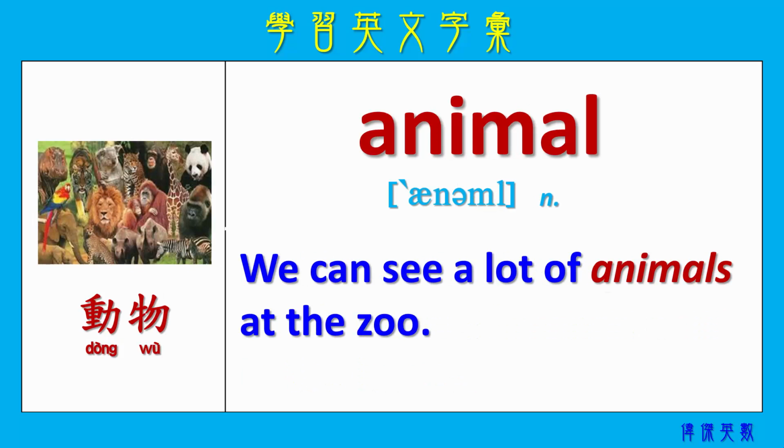Animal, A-N-I-M-A-L, animal, 动物 animal. We can see a lot of animals at the zoo. 我们可以在动物园看到许多的动物。We can see a lot of animals at the zoo.